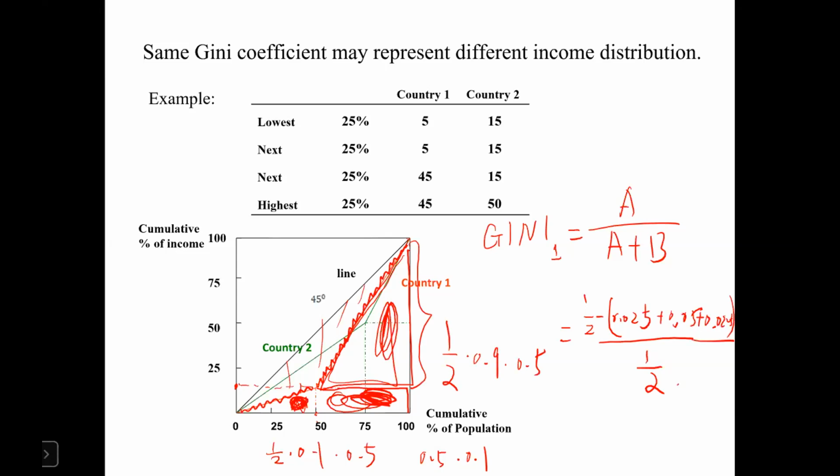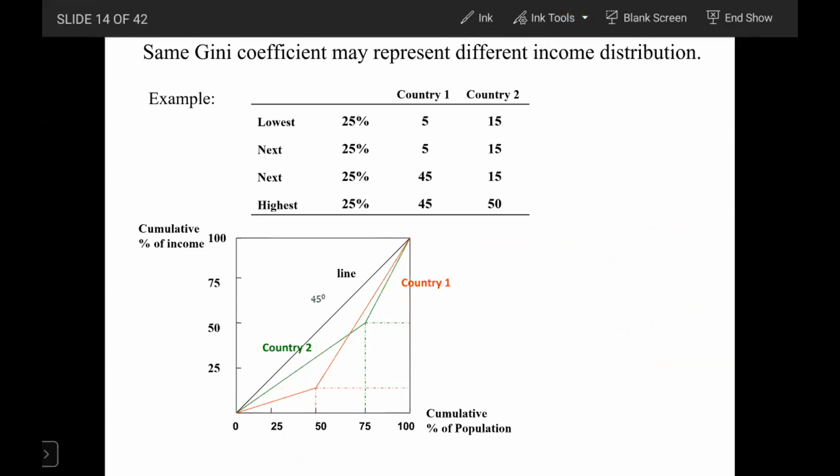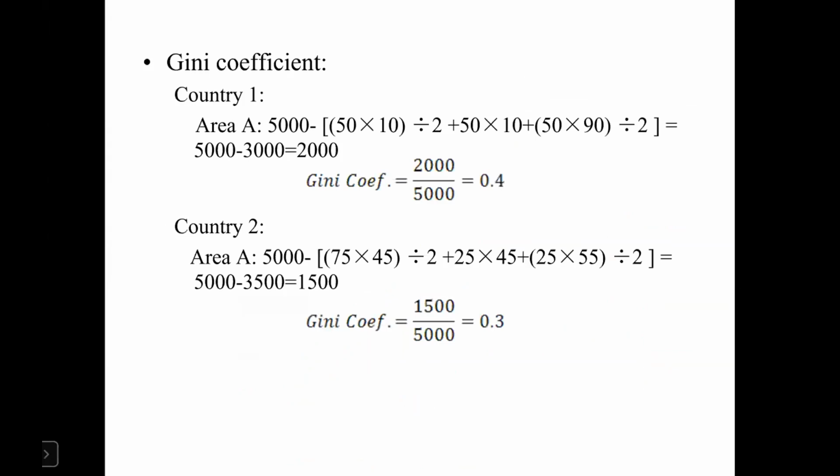Okay, and from here you can calculate the Gini coefficient, right? So let me erase. Okay, so that's how you calculate the country 1 Gini coefficient. And similarly, you can calculate country 2's Gini coefficient. All right. So that's the answer. So country 1, you have a Gini coefficient 0.4, and country 2 is 0.3.